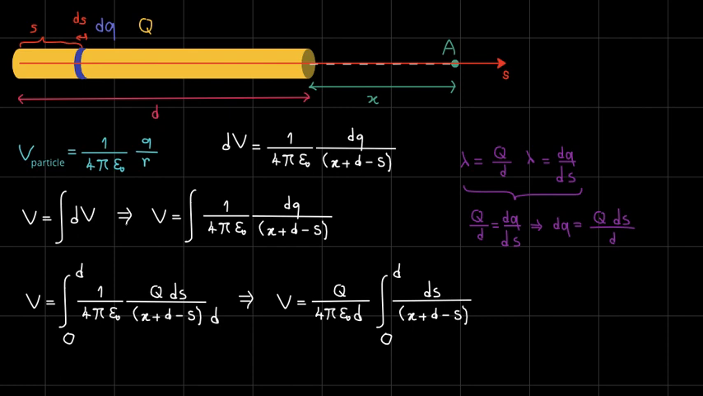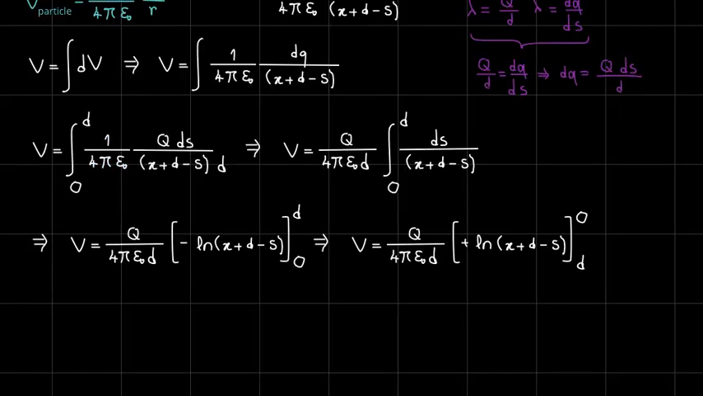So you can set u equals x plus d minus s, the whole thing in the denominator. In that case, du becomes equal to negative ds. And the integral of this is natural logarithm, basically. So it'll be negative natural log of x plus d minus s. Here's the result of our integral with natural log. Also, we have an overall negative sign.